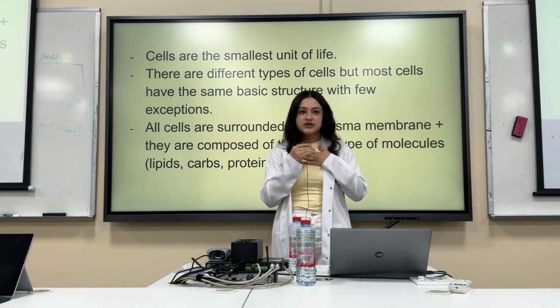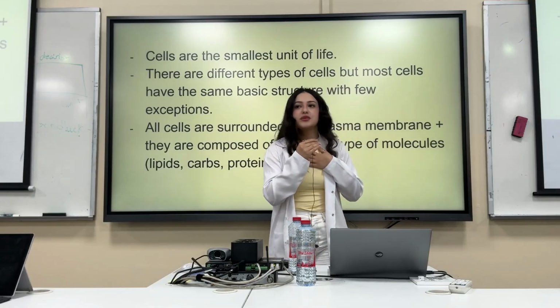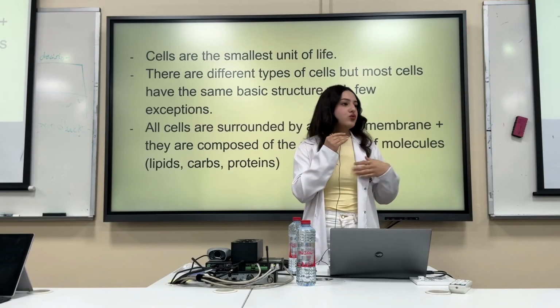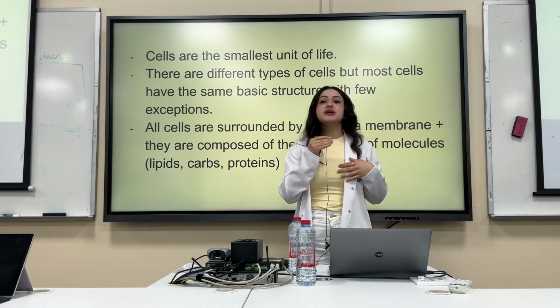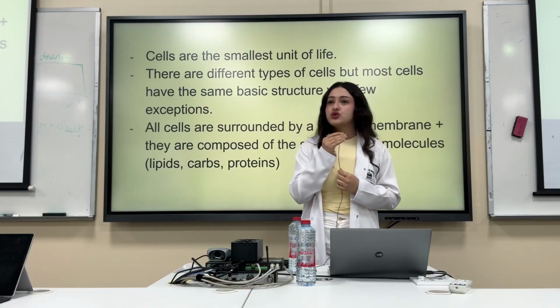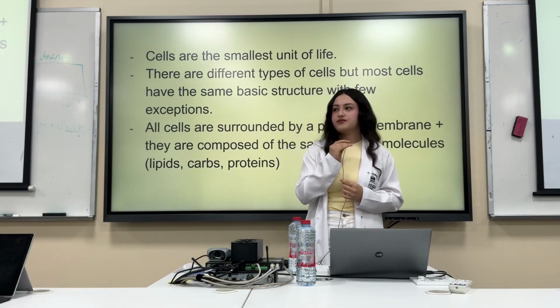As eukaryotes, as humans, we are complex organisms. We're made of millions of cells. I can't tell you above 100 cells, above 200 cells, we're made of billions of cells. We also know that cells are the smallest units of life.